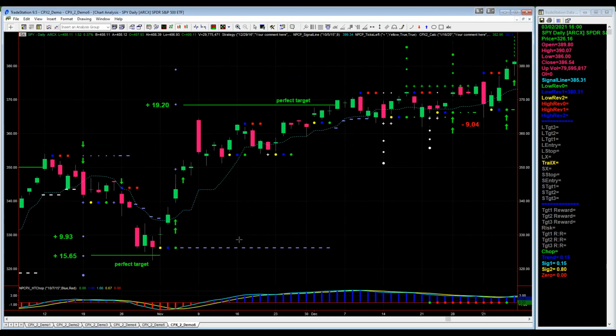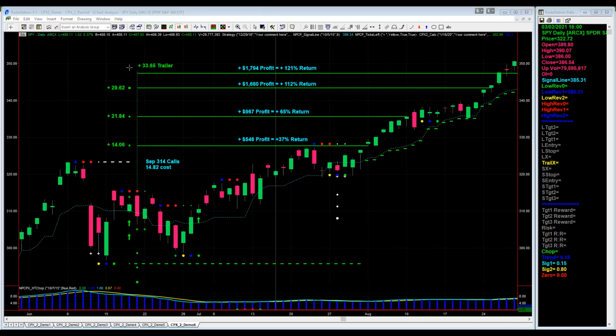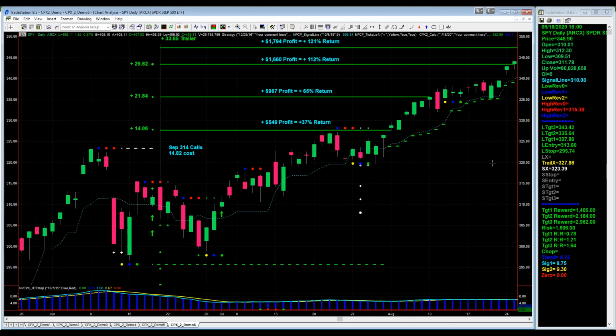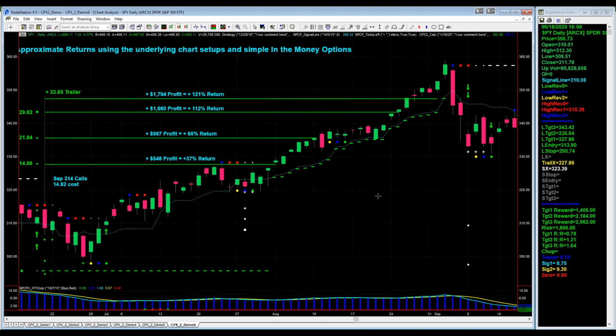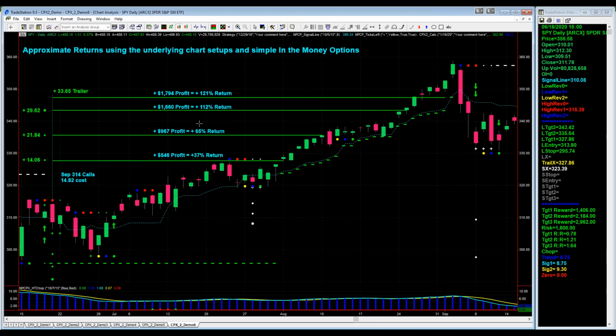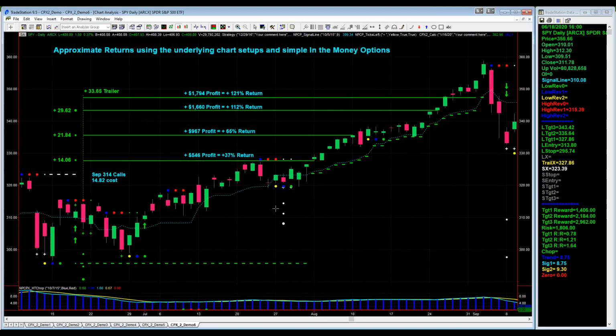I mean, let me just show you really quick, because I marked this up back when I showed this months ago, this one trade here. I mean, look at these percentages. This is simple call options, 37%, 65%, 112%, 121%, before it went down, trailer. If you can make 10% of the year, you have a career on Wall Street. These are your percentage gains on one single trade. This works so well with equities and options. I can't even tell you.